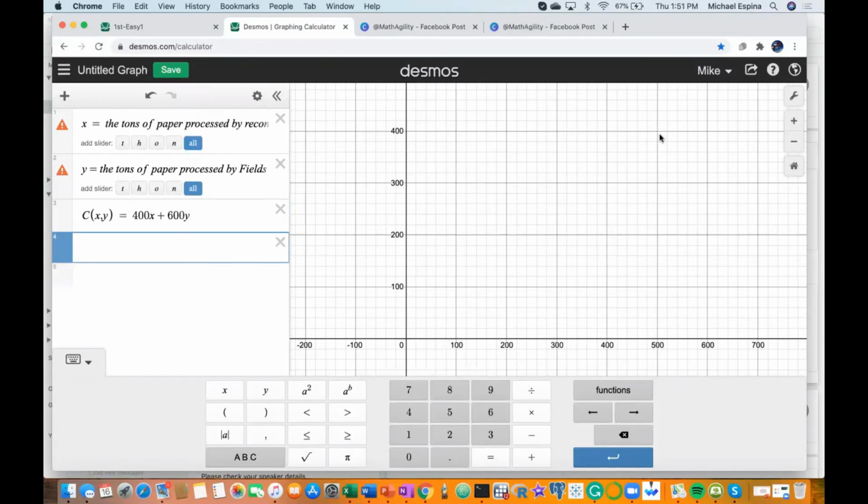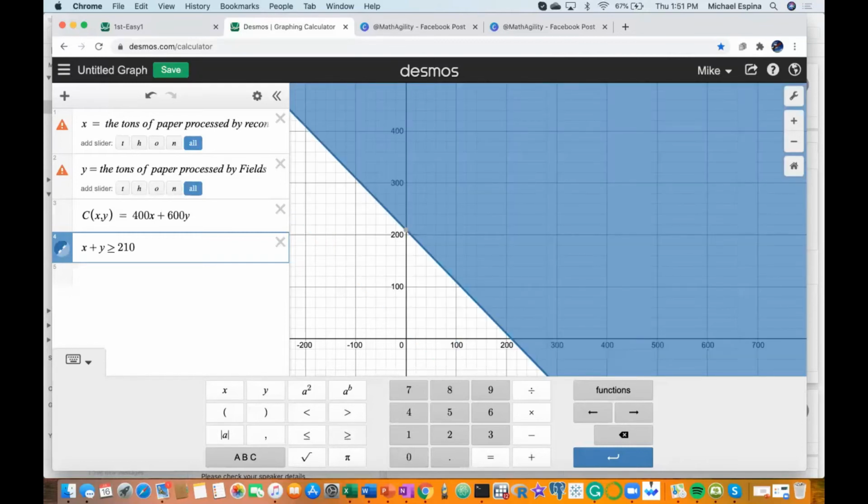Third, let us define constraints of the different grades of paper. For grade A, Recon and Fields can produce 1 unit each, and Abianto requires at least 210 units of it. So, we can input in Desmos the inequality x plus y is greater than or equal to 210.